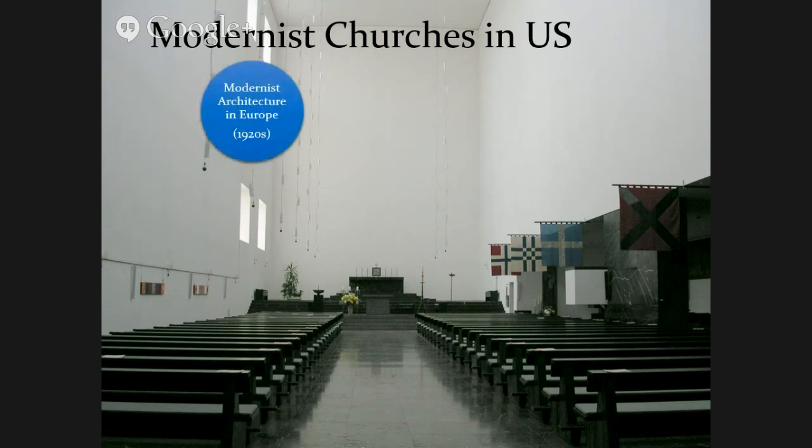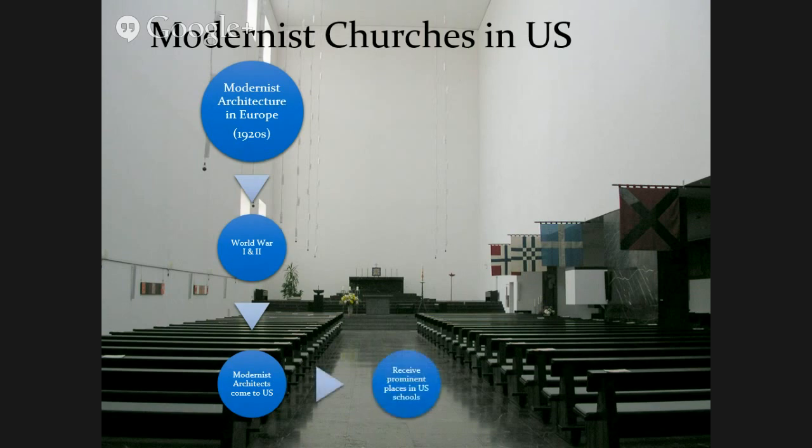Modernist architecture has its origins in the 1920s in Europe, and then the World Wars happen, which causes a displacement of the architects. And so they actually leave Europe. Those modern architects in this movement leave Europe and come to the United States for refuge. And they're not only welcomed, but they're given prominent positions in architecture schools in the United States. And that's when you begin to see all these modernist churches building up, because now you have all these ideas that have come to the United States, and they're new and fresh and popular, even though they're 20 years old by now.